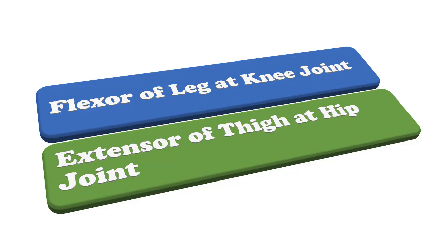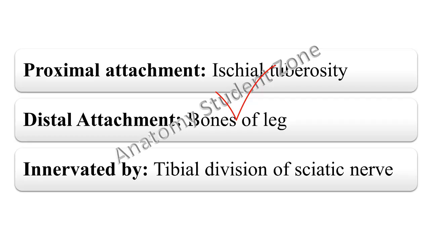The last common feature is that they are innervated by the tibial division of the sciatic nerve. So if I summarize these common features of the hamstrings: proximal attachment is on the ischial tuberosity, distal attachment is on the tibia and fibula, and they are innervated by the tibial division of the sciatic nerve.